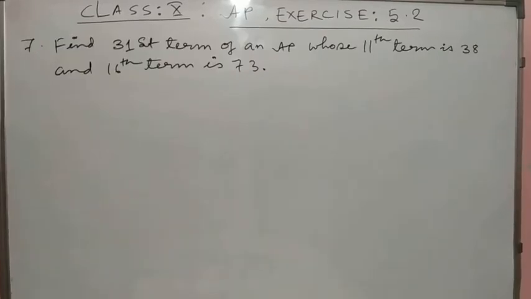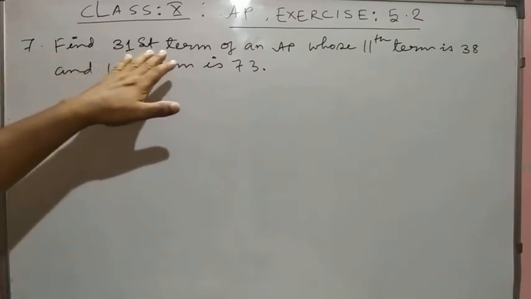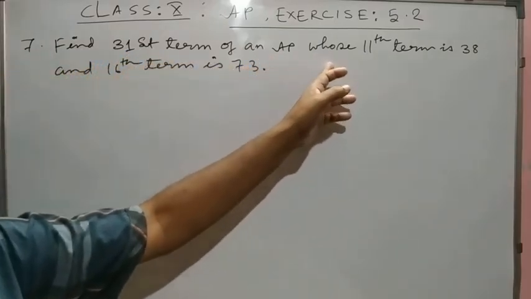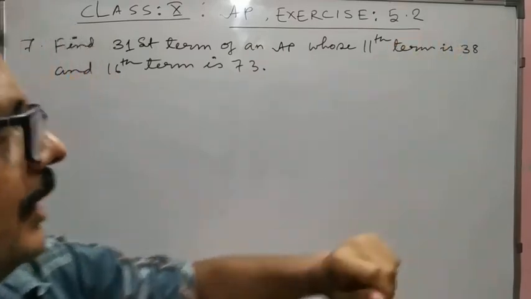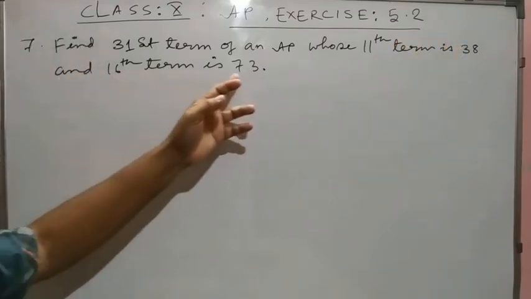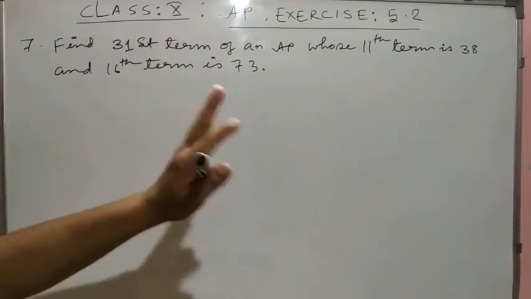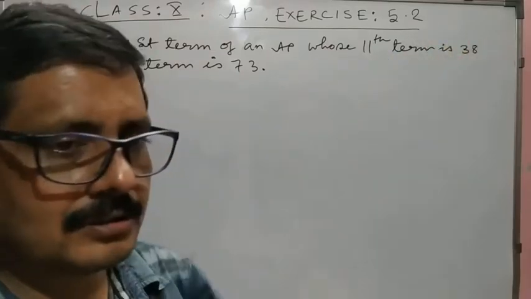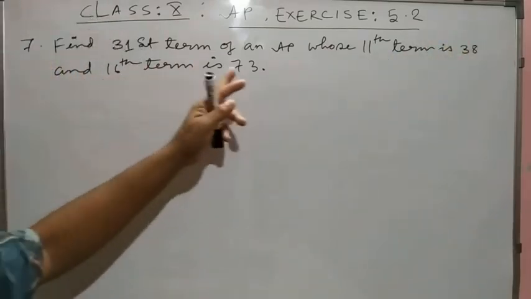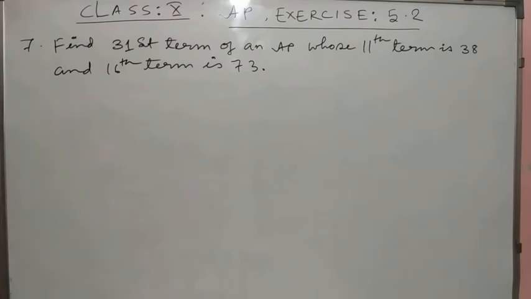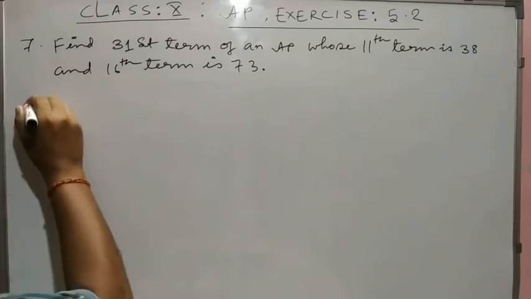Okay, now see question number 7. Find the 31st term of an AP whose 11th term is 38 and 16th term is 73. So we are told here to find out the 31st term of this AP, and we are given the 11th term is 38 and 16th term is 73. To find this 31st term, we should find out first the common difference and first term. So see how to solve this. Solution.